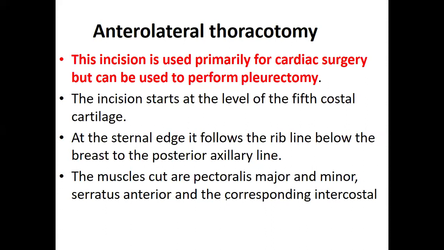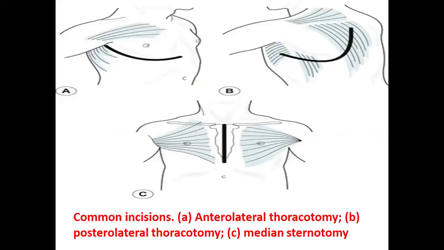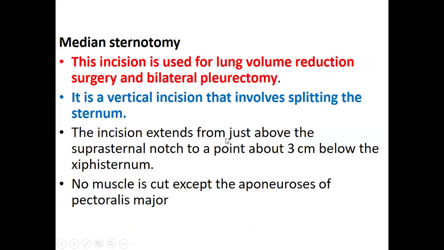Anterolateral thoracotomy, this incision is used primarily for cardiac surgery, but can be used to perform pleurectomy. These are the common incisions that we are going to find. This is the one that is referred to as anterolateral thoracotomy. Then this one is referred to as posterolateral thoracotomy, and here we have median sternotomy.